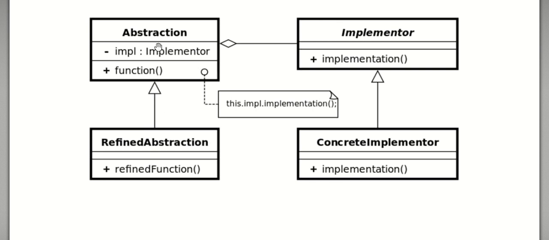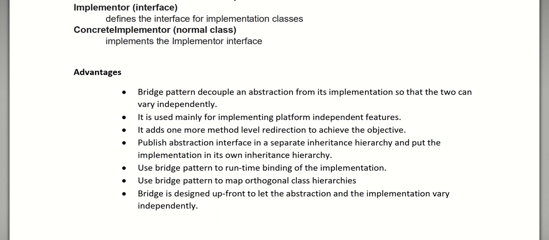So as you can see, abstraction contains a function, and the refined abstraction contains the refined function, which is nothing but overriding this function itself. So whenever you call this method, this refined function basically redirects this call to your implementer's function. So that's what they are speaking about in this point. It adds one more method level redirection to achieve the objective.